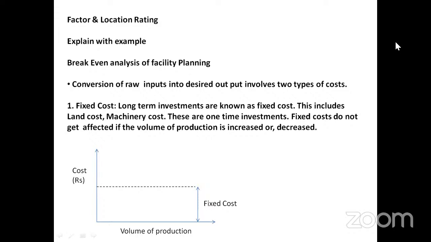So one type of cost is the fixed costs. The fixed costs are long-term costs. It includes like I am buying a land, I am buying machineries. The one-time investments are known as the fixed cost.